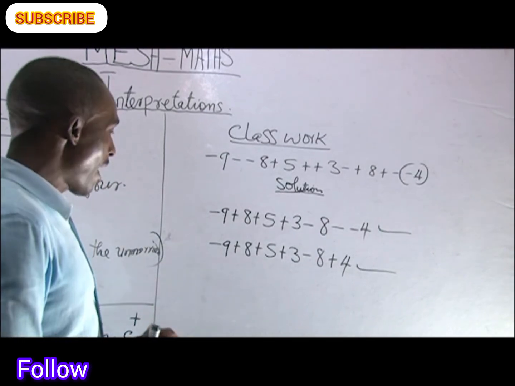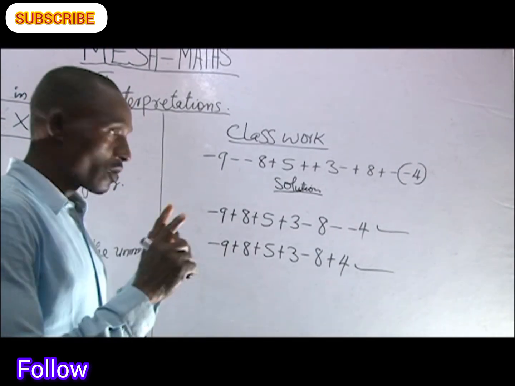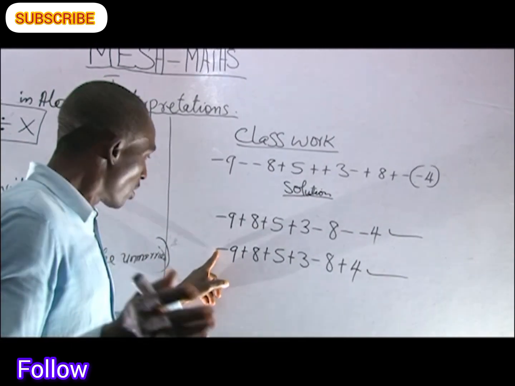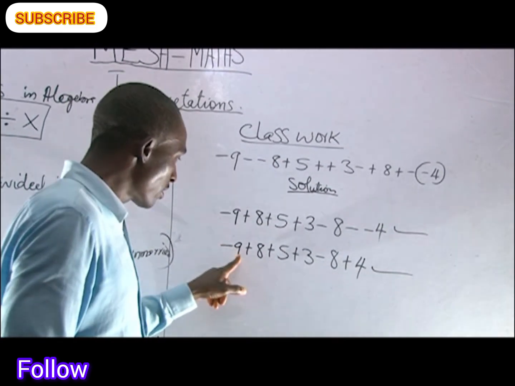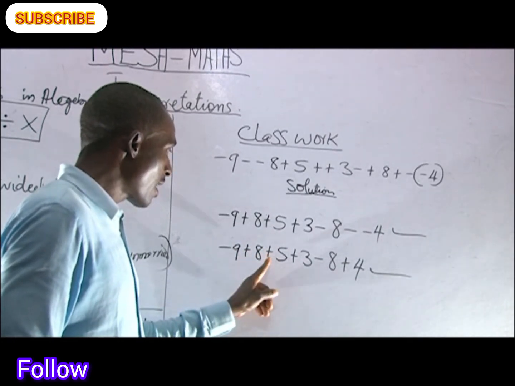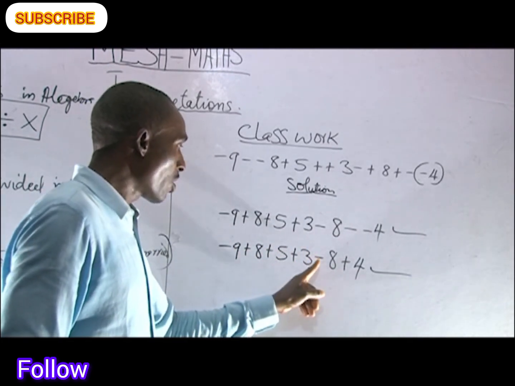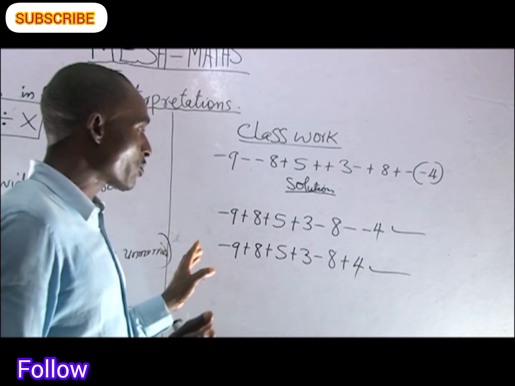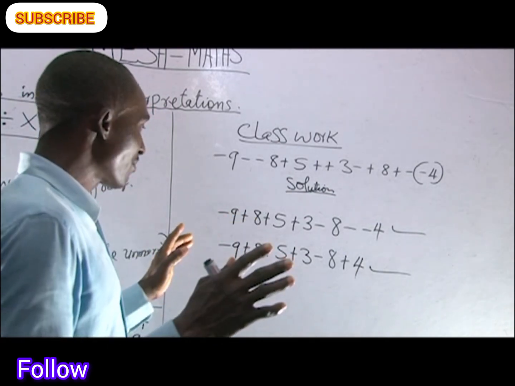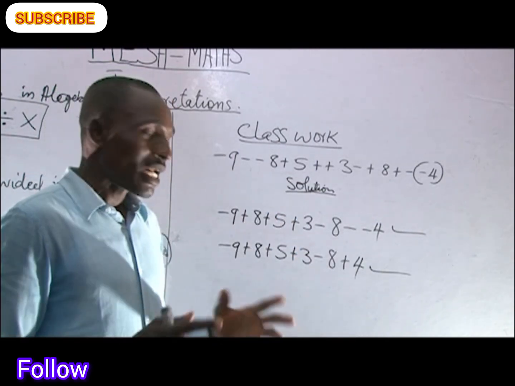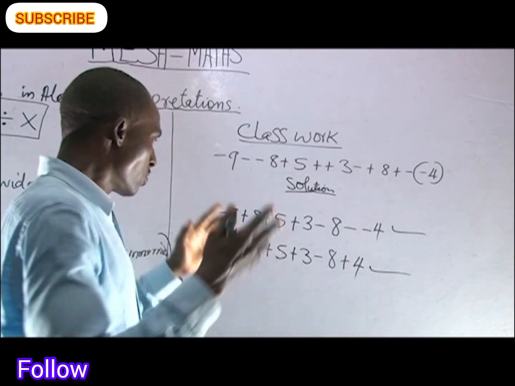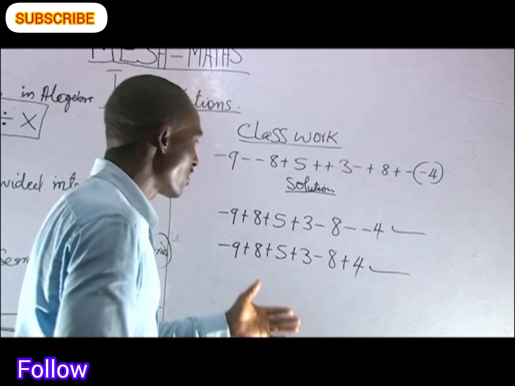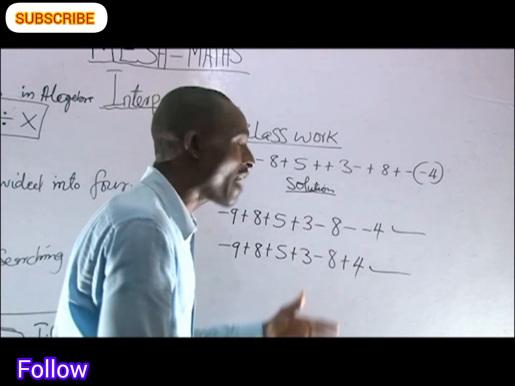Looking at this, we have, let's go. Don't forget, we're using owing and having. So as I'm touching: owing 9, having 8, having 5, having 3, owing 8, having 4. You see why I told you that when you are giving an account to someone, you might have to make it very comprehensive. Now, you are telling me that you owe 9 naira, you have 8 naira, you have 5 naira, you have 3 naira, you owe this. How do you want me to understand?